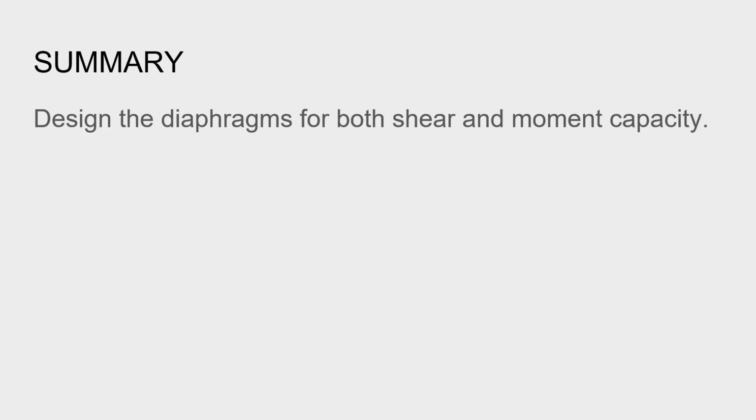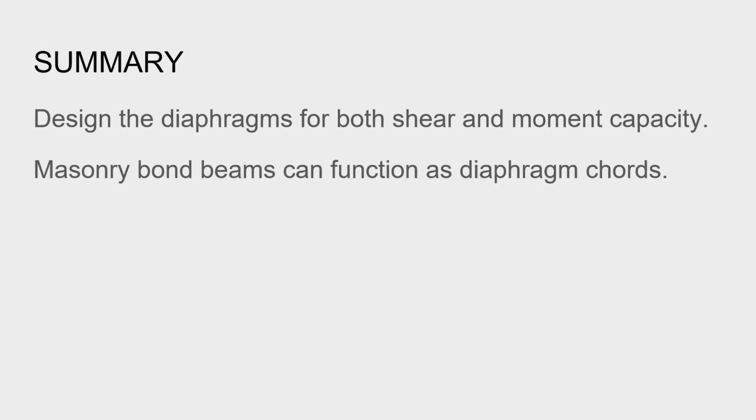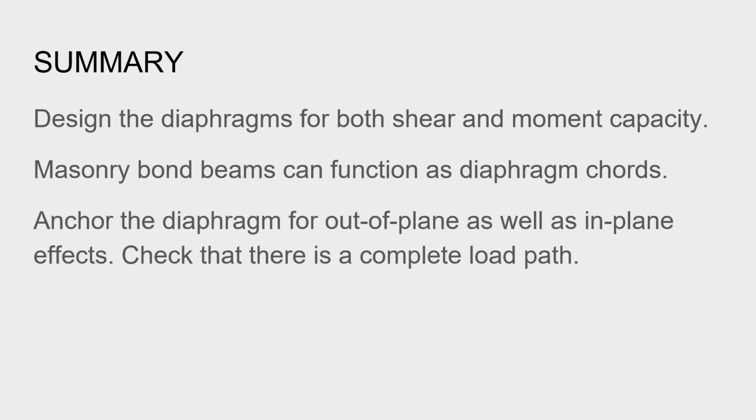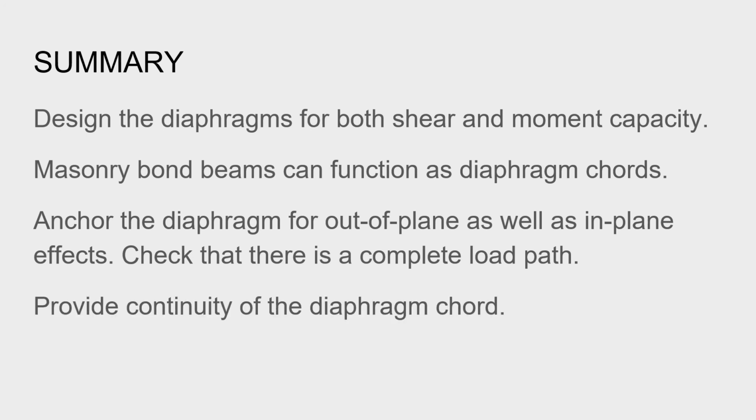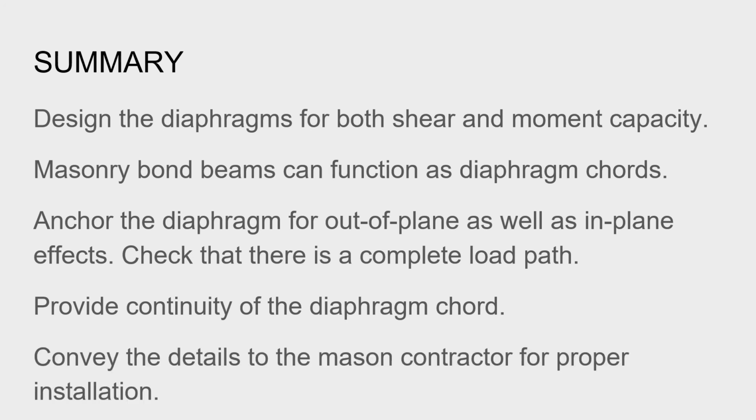In summary, design the diaphragms for both shear and moment capacity. This is required for stability of the masonry walls. Masonry bond beams can function as diaphragm cords. Anchoring the diaphragm is essential. This includes all out-of-plane as well as in-plane effects. Check that there is a complete load path. Provide continuity of the diaphragm cord between bracing elements. Finally, we want all of this to be constructed properly, so convey the details fully to the mason contractor for proper installation.